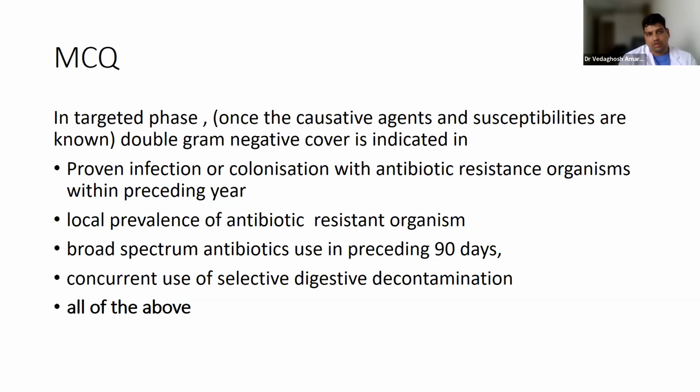So you will definitely suspect some type of resistance pattern in these patients whenever they get into the ICU, and you give multiple antimicrobials. Whenever patients have antibiotic resistance, a history of broad-spectrum antibiotics, a history of proven infection or colonization with resistant organisms, or concurrent use of selective digestive decontamination, you have to target with double gram-negative cover. That's what this question is about.